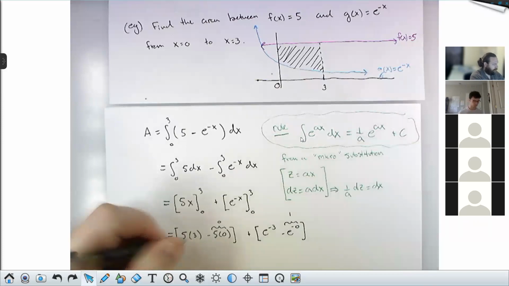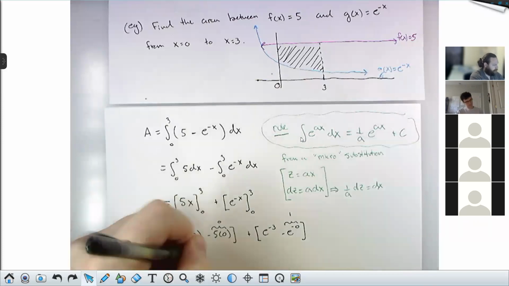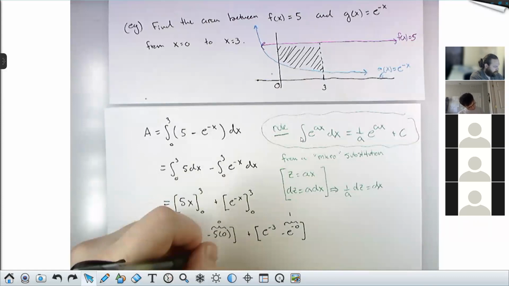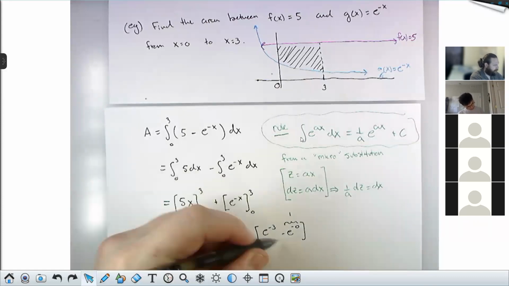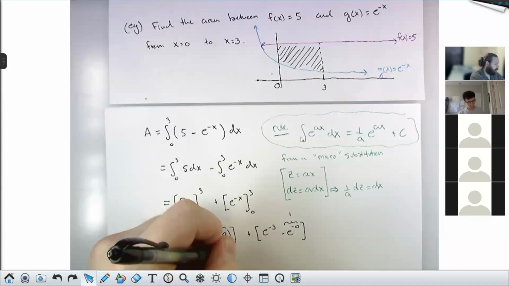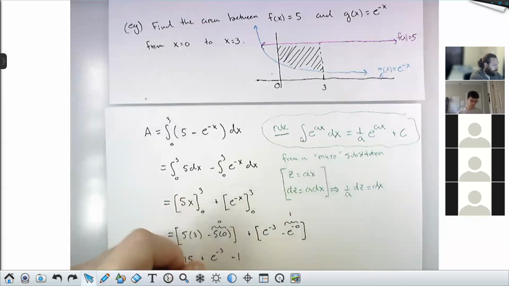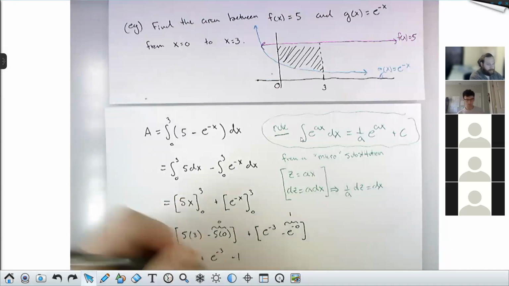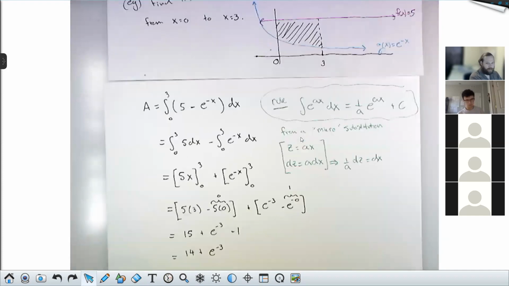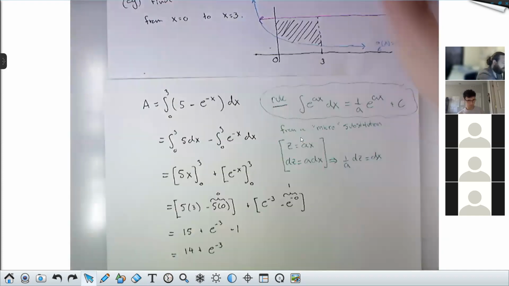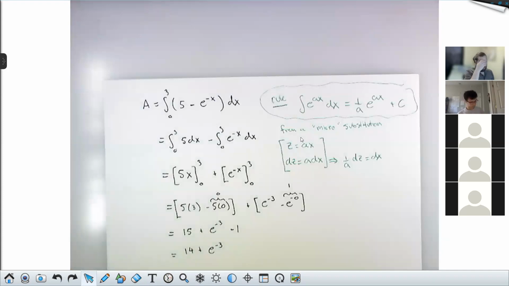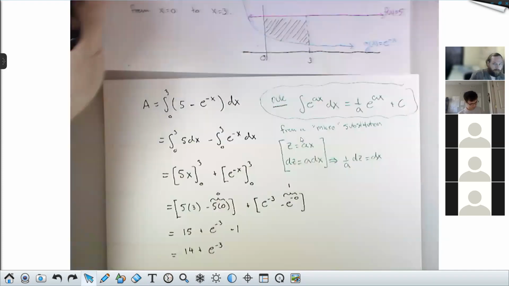So what do I get? I've got 5 times 3, which is 15, plus e to the -3 minus 1, or 14 plus e to the -3. And you could write that e to the -3 as 1 over e cubed if you wanted to. But there's no need to. Either form would be perfectly acceptable. And that's it. That is the area bounded by these curves.